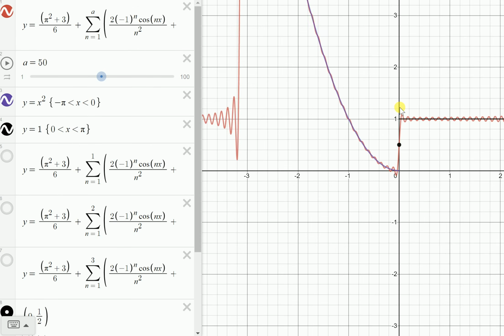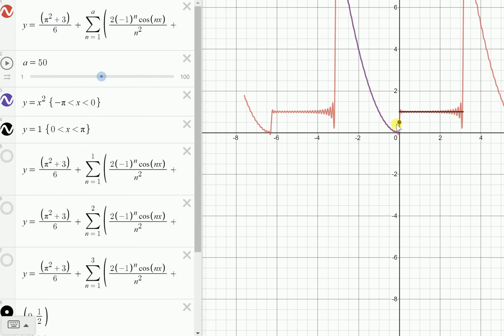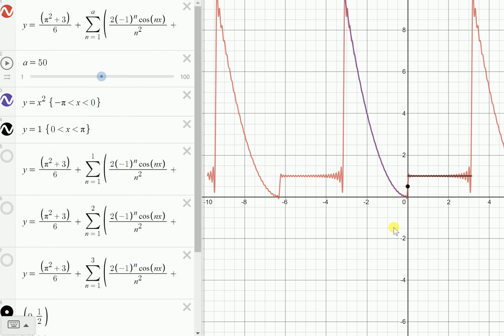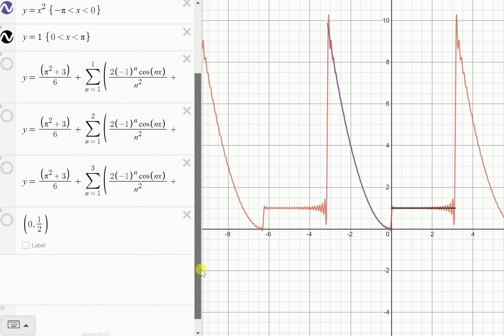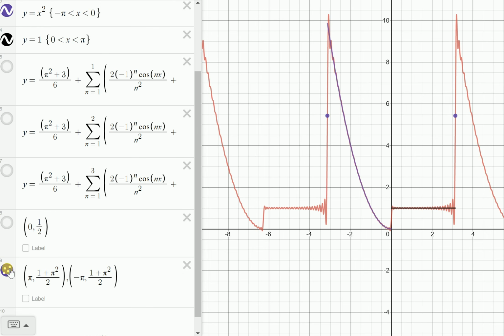The other thing that I want to mention is, what happens to this at the end points of our interval? What does the Fourier series converge to at pi and negative pi? All right, so let me unselect this point. At these endpoints where the parabola begins and where this line segment ends, where's the Fourier series going? So I'm going to go ahead and select these points. So these points have now shown up.